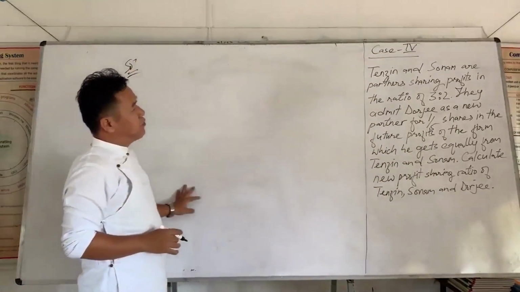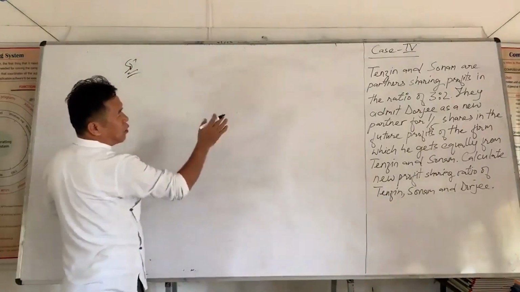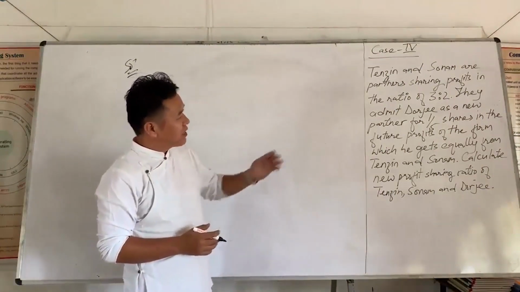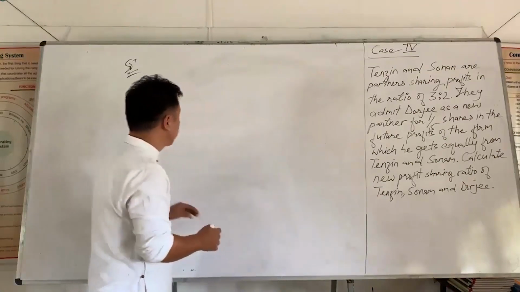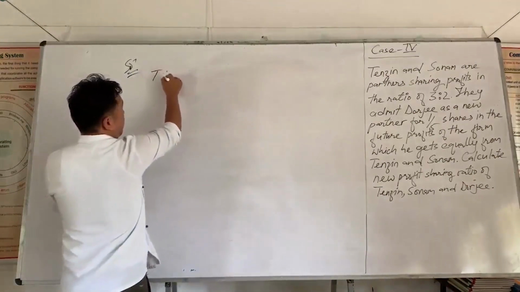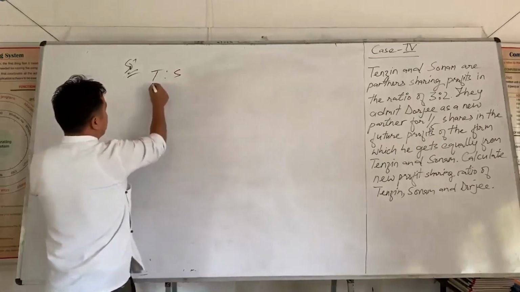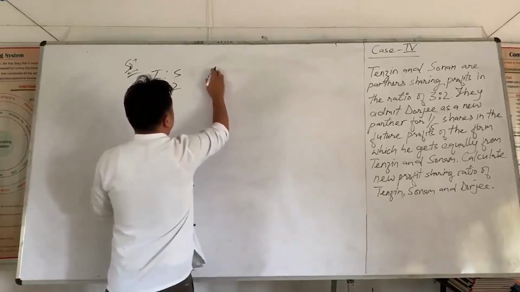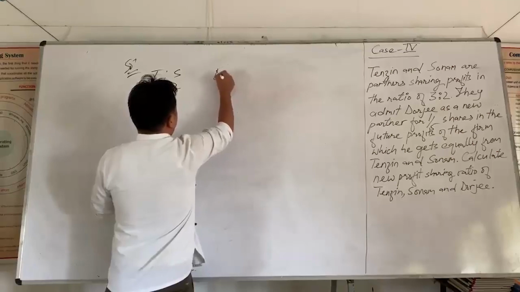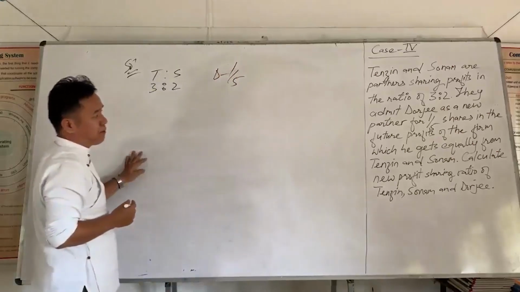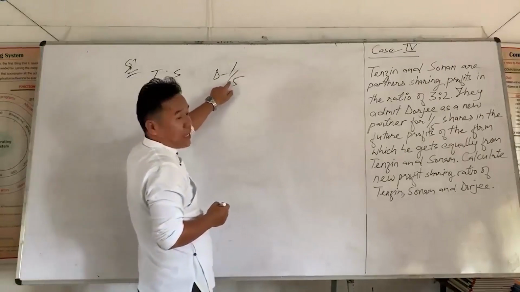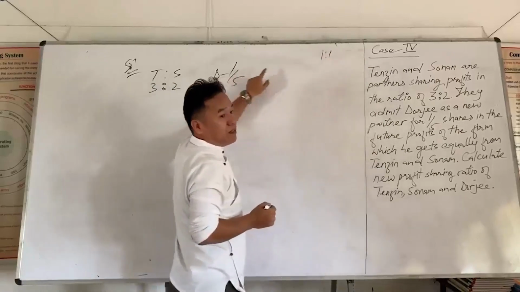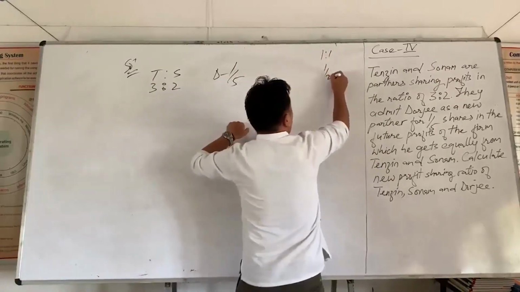Now, in case number 4, we find all partners' ratio and the new partner's share of profit, and information is given regarding the sacrifice made by the old partners also. So here, Tenzin and Sonam are partners sharing profit in the ratio of 3:2, and they admitted whom? They admitted Dorje with 1/5 share in the future profit of the firm, where Dorje gets 1/5 equally. Equally means 1:1. If we convert this ratio into fraction, then it will become half by half.